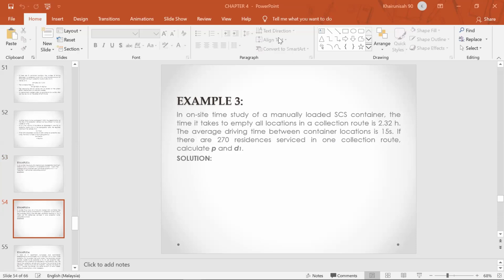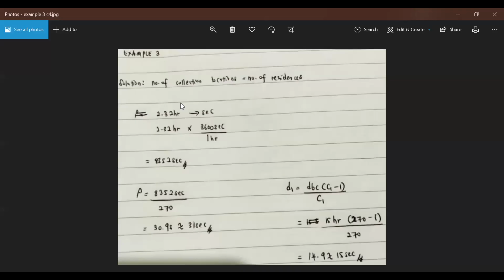I will show you the slide. Okay, 2.32 hours needs to be converted to seconds. 2.32 hours multiplied by 3600 seconds, which equals 1 hour, you can get 8352 seconds. And then P equals 8352 seconds divided by 270 residences, and you can get 30.9 seconds, which is equal to 31 seconds.